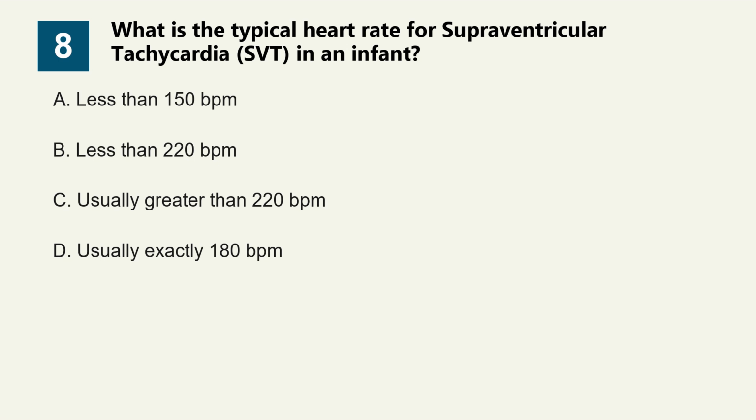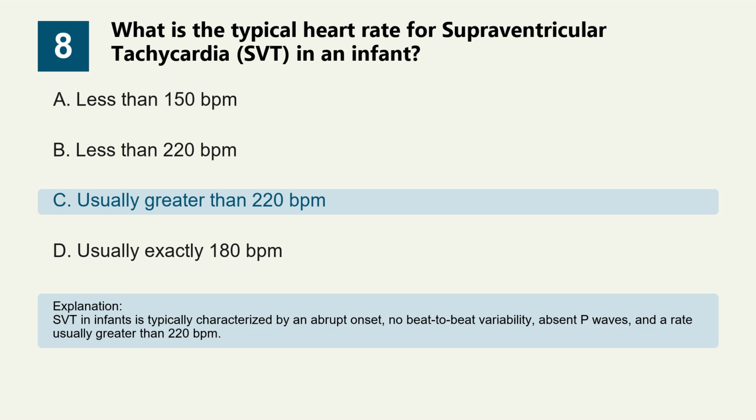Question 8. What is the typical heart rate for supraventricular tachycardia, SVT, in an infant? Option A. Less than 150 bpm. Option B. Less than 220 bpm. Option C. Usually greater than 220 bpm. Option D. Usually exactly 180 bpm. The correct answer is option C. Usually greater than 220 bpm. SVT in infants is typically characterized by an abrupt onset, no beat-to-beat variability, absent P waves, and a rate usually greater than 220 bpm.